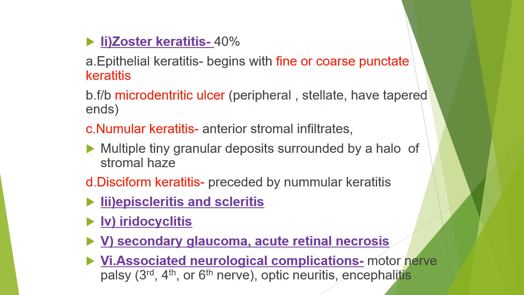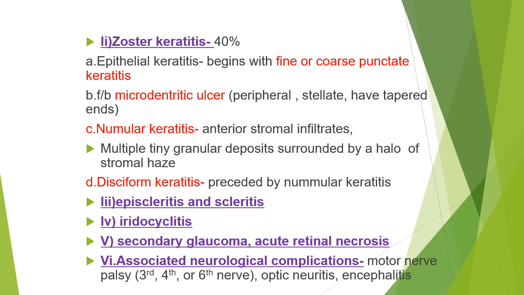Whenever there is corneal involvement, you can see fine coarse punctate keratitis. There can be microdendritic ulcers. Comparatively, the dendrites are very short and have tapering ends in zoster than in herpes simplex. There can also be very big stromal infiltrates. Here also you can see disciform keratitis sometimes.